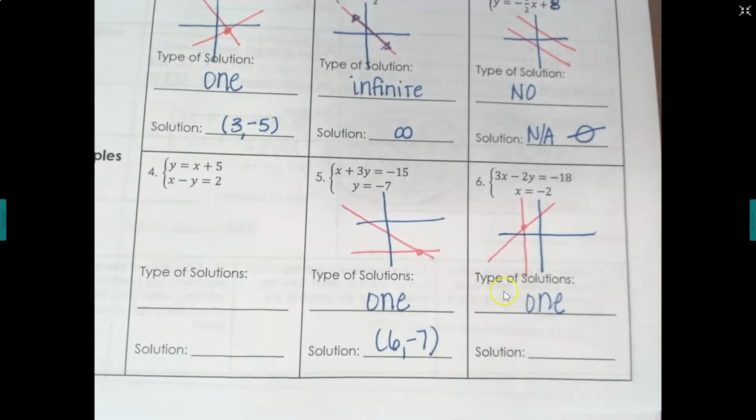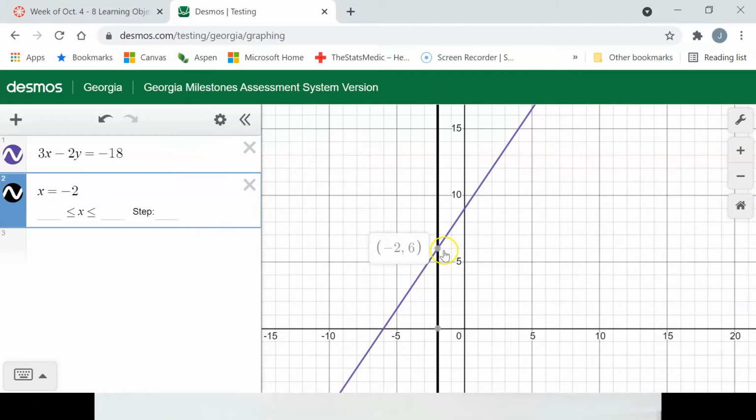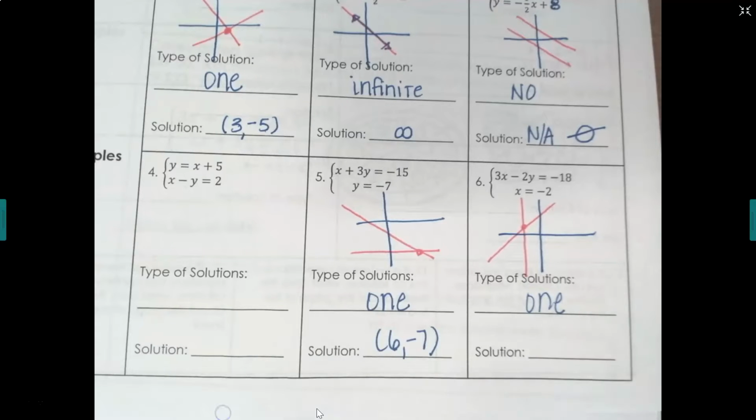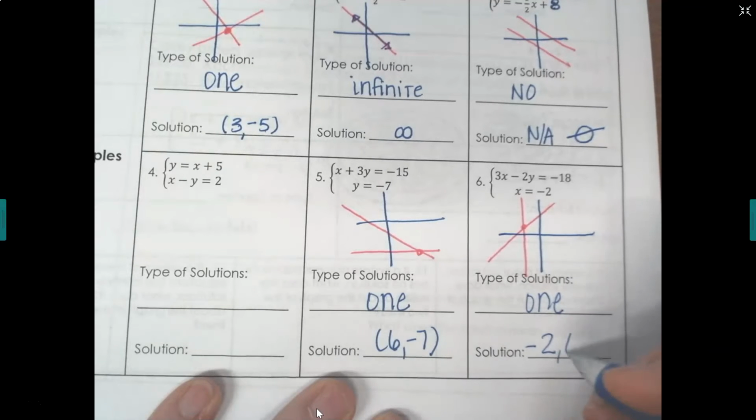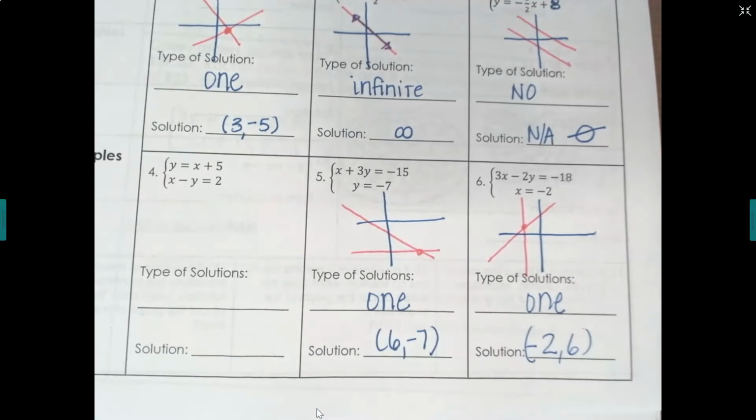But the name of the point, that's the only thing I didn't get when I was over there before, so let's pull that up. The name of the point is -2, 6. Okay, so that's what we want to write on our paper. -2, 6. That's a single point that when you plug it into both equations, makes it work.